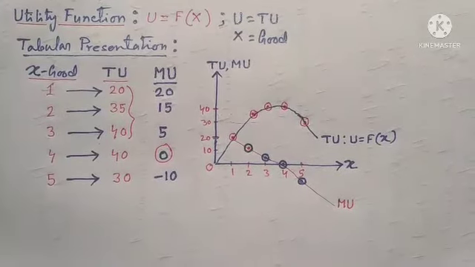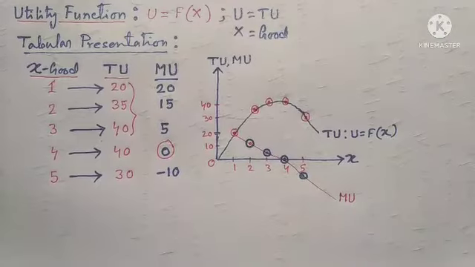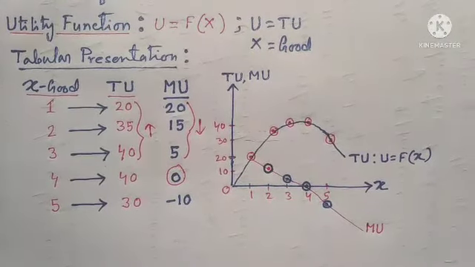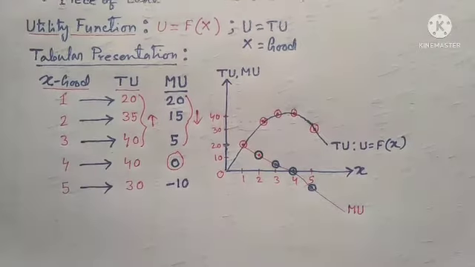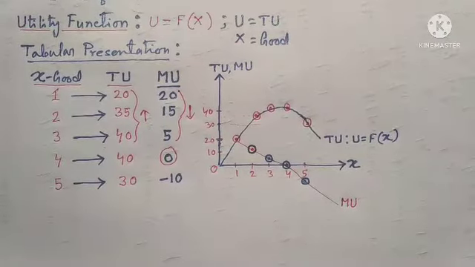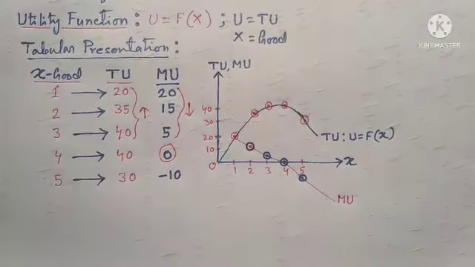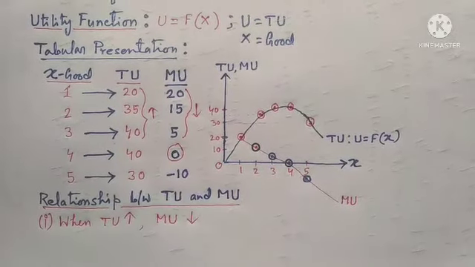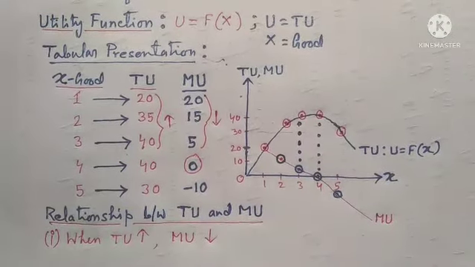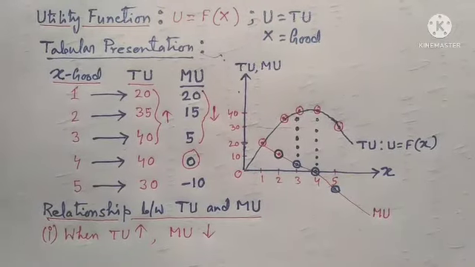At the same time, if we focus on marginal utility, initially it is decreasing. Then after a certain level, it becomes 0, and after that it is negative. Now, if we look at total utility and marginal utility together, we can see the relationship between them. Initially, total utility is increasing and marginal utility is decreasing, and this happens for the first three units, that is, the consumption of the first unit, second unit and third unit.